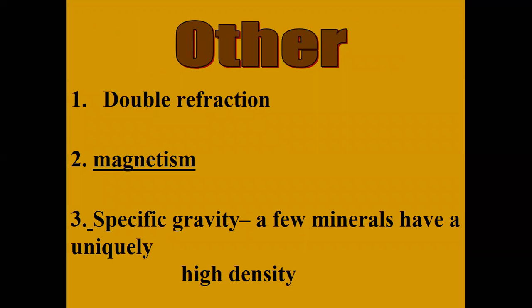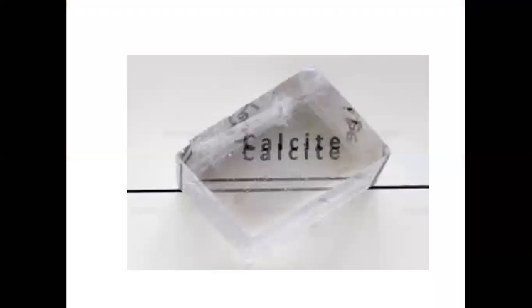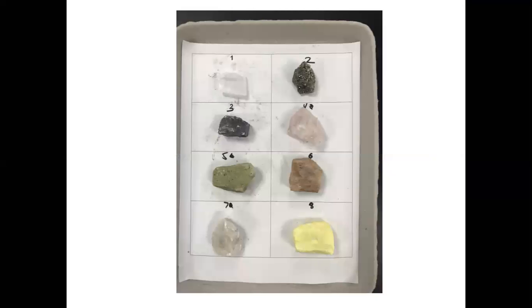And the other things we have are double refraction. Some minerals have magnetism. They do have iron in them, so you get a little bit of a magnetic pull, and specific gravity. So some minerals have a very high density compared to others. So just to kind of show you an idea of double refraction, let's take a look at that picture. You see how you can see calcite, and then underneath it looks like calcite again. That's what double refraction looks like. Okay. And those are just some of your common minerals.